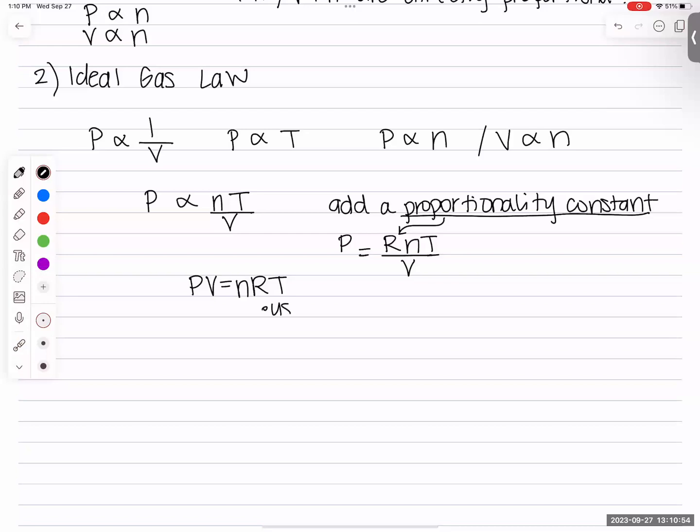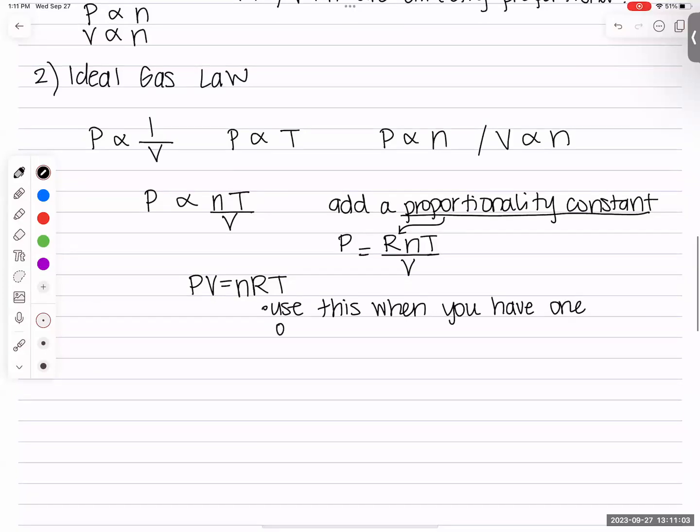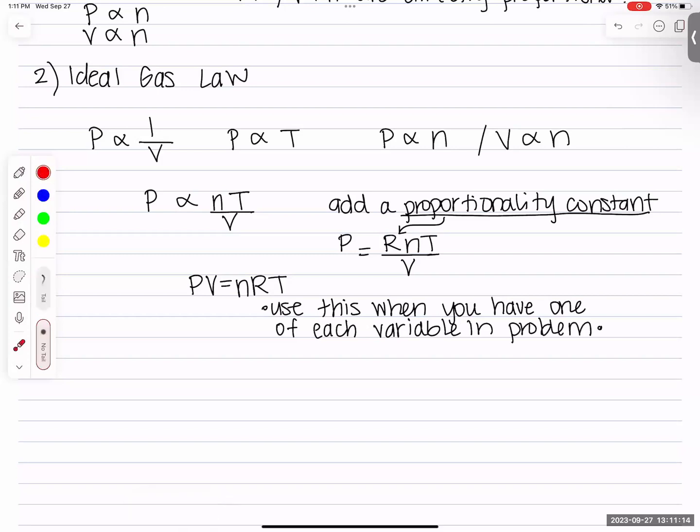You're going to use this when you have one of each variable in the problem. Like you are asked for pressure, but you're given volume and moles and temperature.